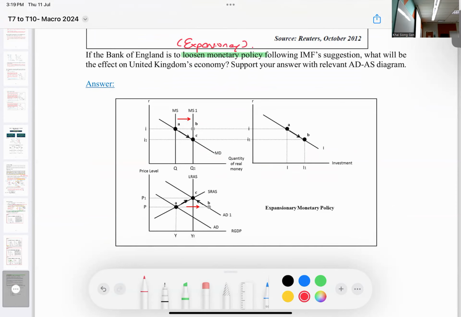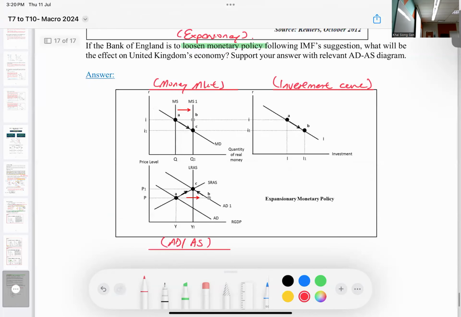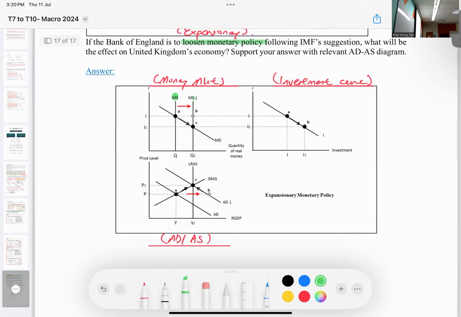You have one market on the money market. You have one graph on the investment curve. And you have one graph for AD, AS. So in the money market, you show the money supply increases, interest rate falls. I show this very quickly because I drew everything for you. But when you go back and do this question, you draw it properly step by step.